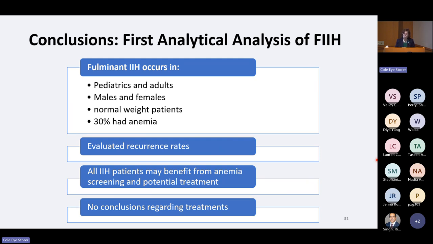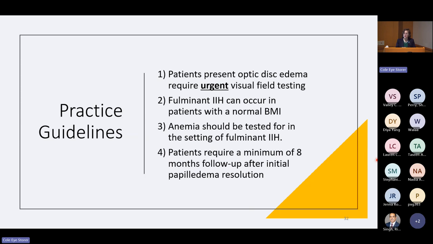And at this time, we have no conclusions regarding treatment, but we were able to create some new hypotheses for the future. We also were able to publish these practice guidelines, which was very exciting for us. So we recommend that patients who present with optic disc edema require urgent visual field testing, that fulminant IH can occur in patients with a normal BMI, that anemia should be tested for in the setting of IH, and that patients should have a minimum of an 8-month follow-up after initial papilledema resolution to try to catch any potential recurrences of disease.